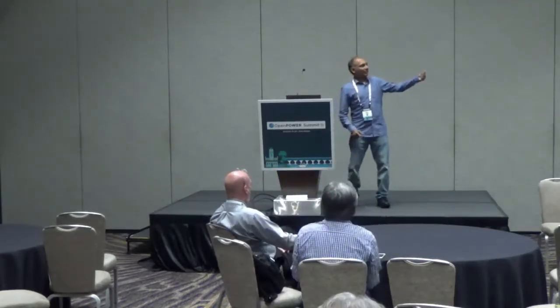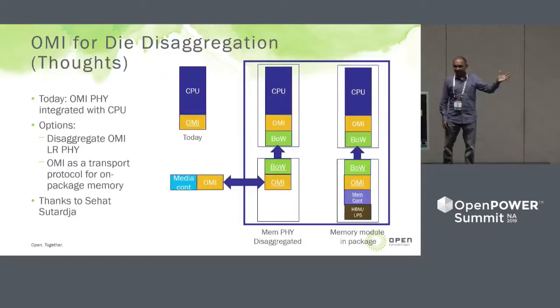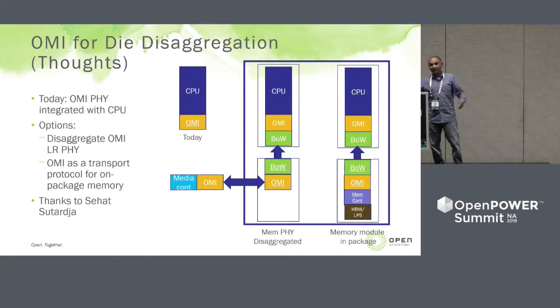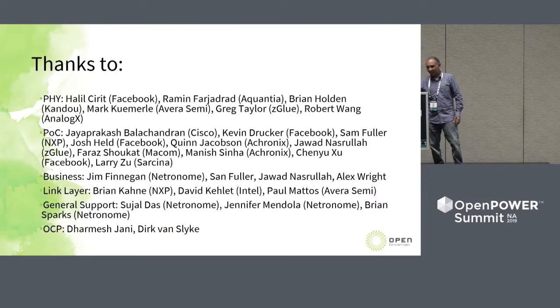So we think there's potential for using OMI as a memory transport protocol for memory disaggregation inside the die. And you get the whole benefit of heterogeneous integration. If there's a way to figure this out, I could use all the help, we as a group can use all the help we can get.